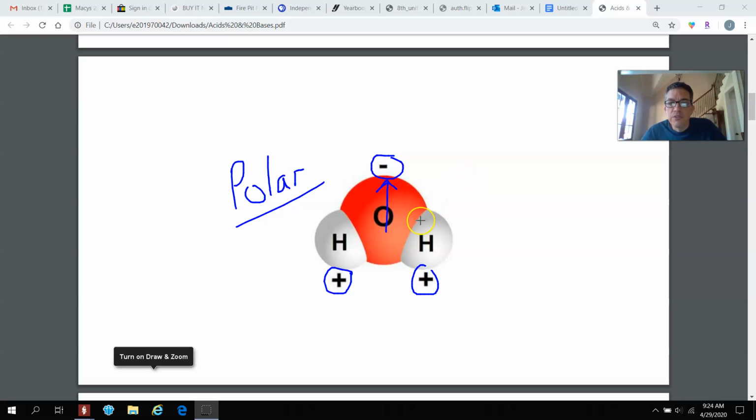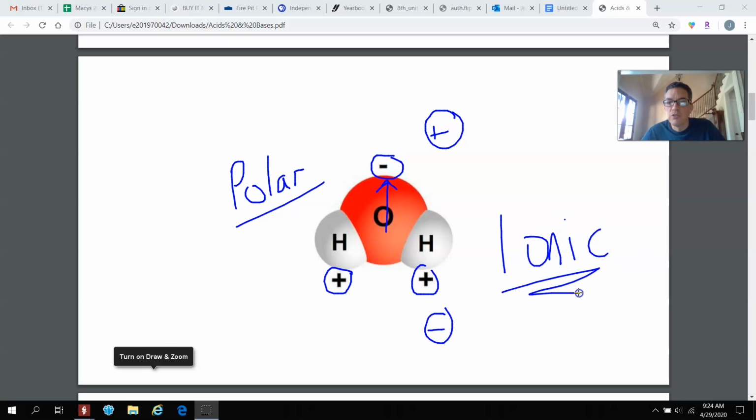This has some consequences for how water interacts with things because, as we know, negatives attract positives and positives attract negatives. That's one of the reasons why water tends to dissolve things very well, particularly things that have plus and minus charges, which we see when we have ionic compounds. So ionic compounds in particular dissolve very well in water because of this plus and minus part.